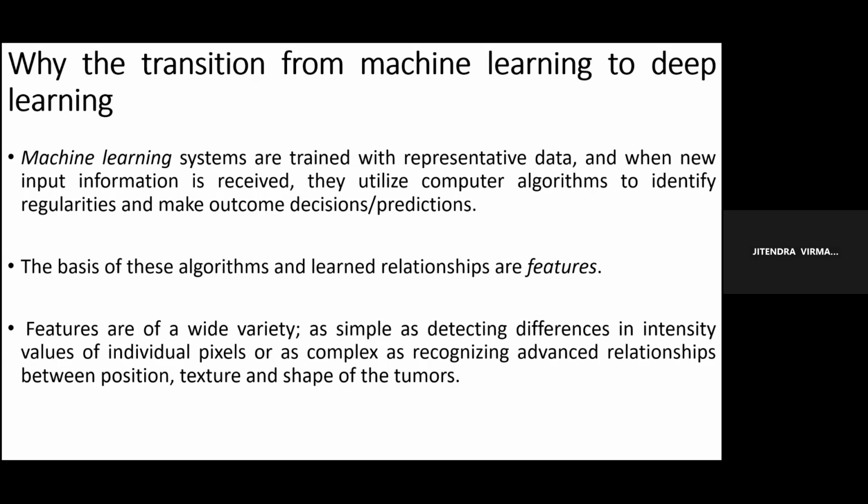Now, machine learning systems are always trained with representative data. The input information is received, and the computer algorithms analyze it to find the regularities in the data, and based upon the dependencies and regularities in the input data, they predict their output. The relationships between the data are known as features. In case of standard machine learning algorithms, if we classify features for a particular medical image, these features can be of three types. One is color-based features, like colored Doppler. The others are shape-based features, and the third are texture-based features. We evaluate them depending upon the problem at hand.